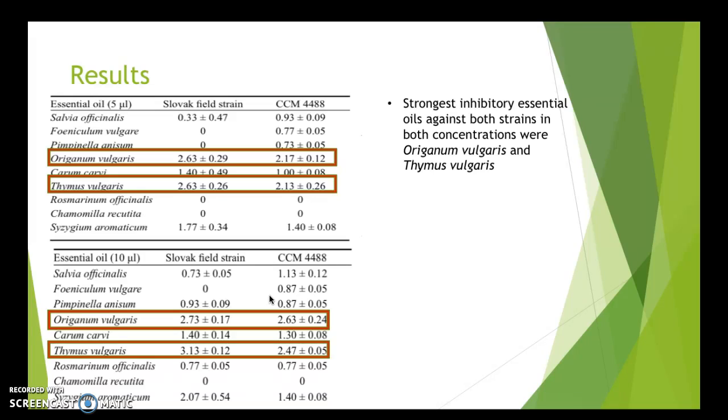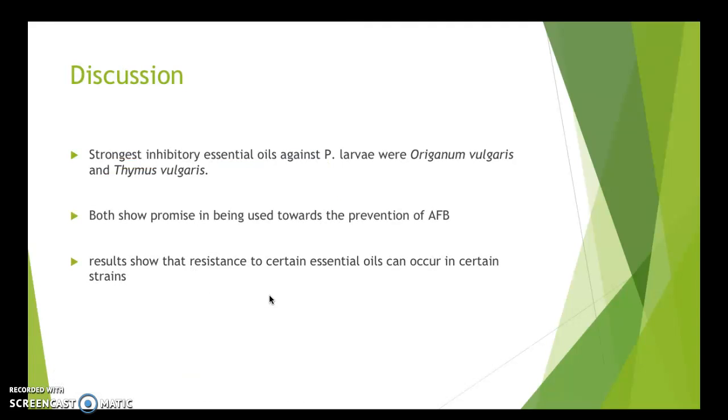It is also important to note that Foenoculum vulgare and Pinnipinella anisum had no inhibitory effect on the Slovak field strain, but did have inhibitory effects on the CCM 4488 strain at 5 microliters. From these results, we can conclude that both Oreganum vulgaris and Thymus vulgaris show promise in being used as a treatment/prevention of American foulbrood due to their strong inhibitory activity on the pea larvae.